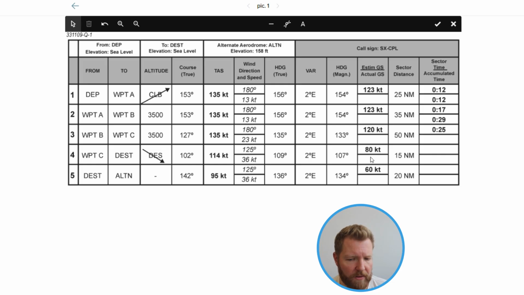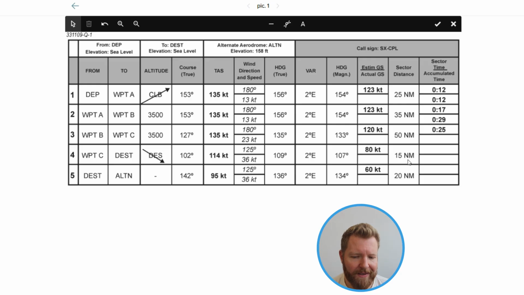So first, we are calculating our speed factor. So how many miles do we cover in 1 minute? 80 knots divided by 60 gives us roughly 1.33 nautical miles per minute. Now, to find our time, all we need to do is divide our distance by the speed factor. So 15 nautical miles divided by 1.33 gives us roughly 11 minutes.